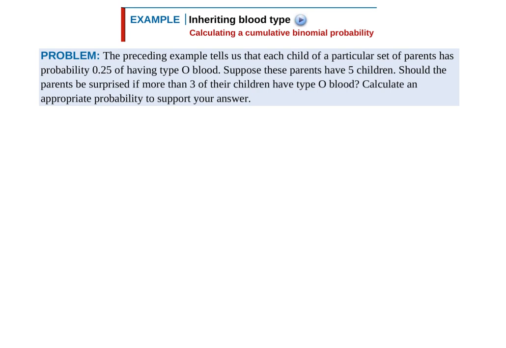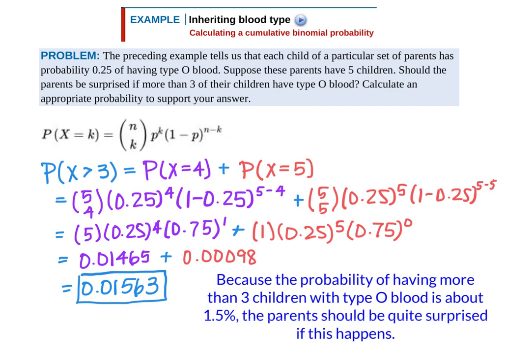So what if we wanted to find cumulative binomial probability, meaning the probability of more than one thing happening? Let's take that type O blood example that we've been using. Should the parents be surprised if more than 3 of their children have type O blood? Let's calculate an appropriate probability to support our answer. We take the same formula that we used in the last example, and this time we're looking for the probability of X being greater than 3. All we have to do is find the probability of X being 4 and add it to the probability of X being 5.